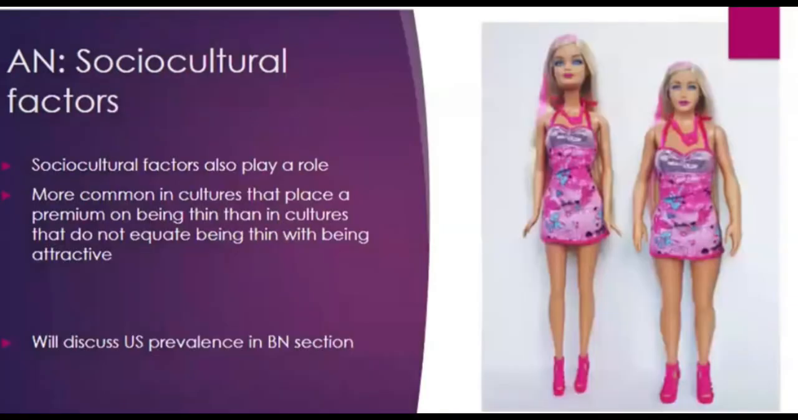There are sociocultural factors that play a role in anorexia nervosa, and that plays a very large role. We know this because it's common in cultures that place a high need on being thin than in cultures that don't have that expectation. So, for example, we have a Barbie, and on the left side is what a Barbie looks like if you take the actual doll out of the box, and on the right side of the image is what a Barbie would look like if the Barbie was normal in size.